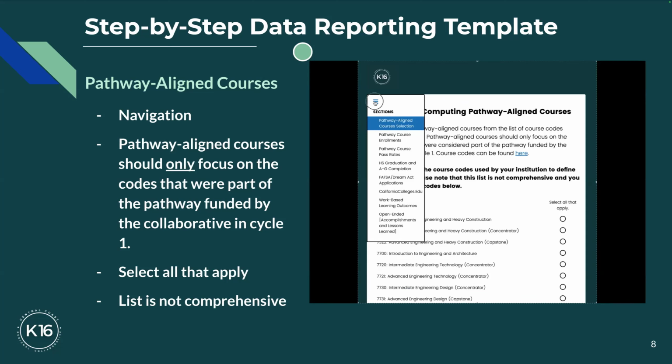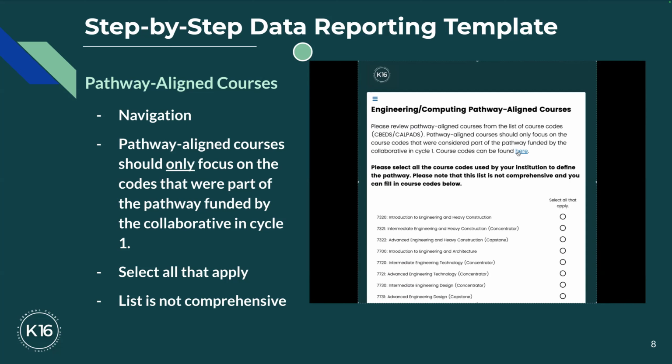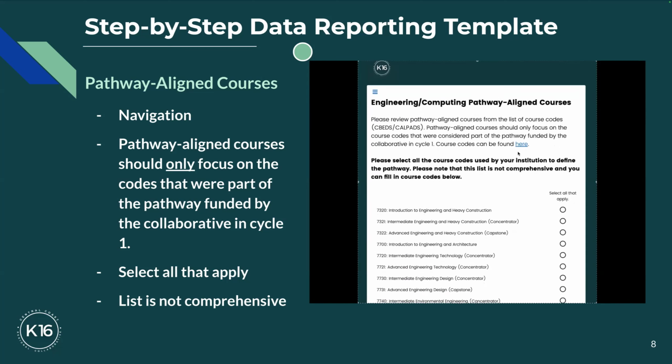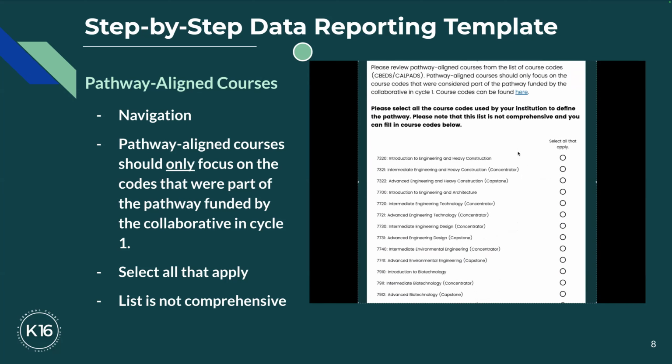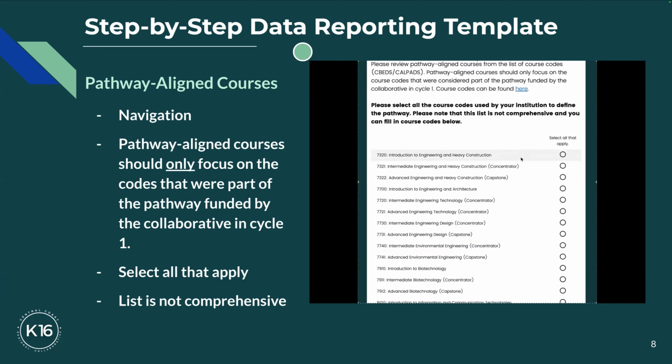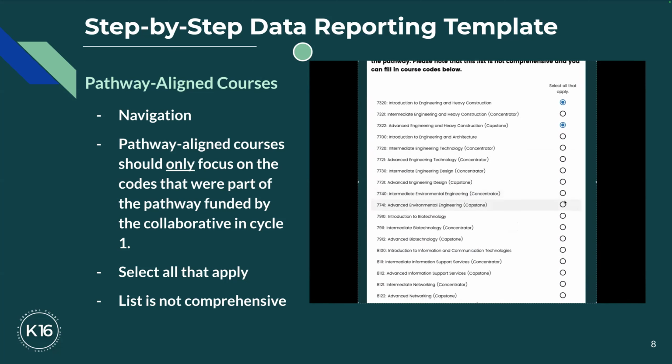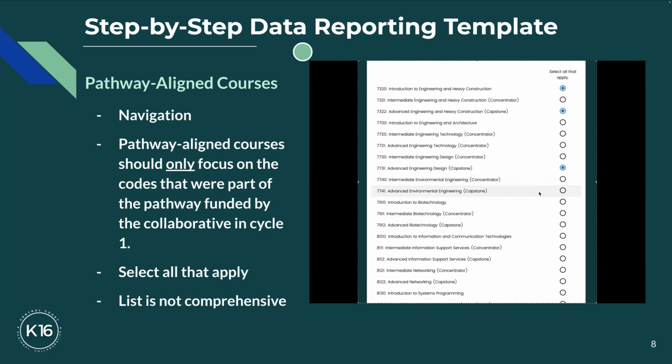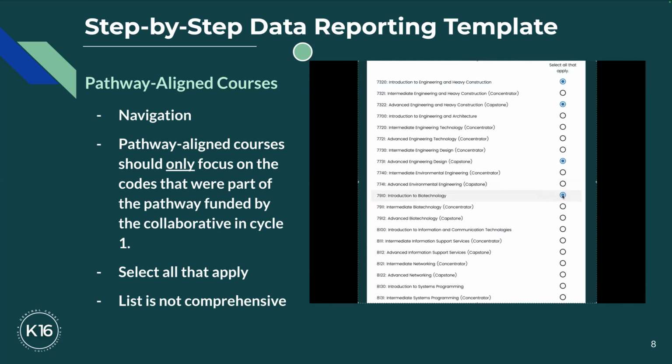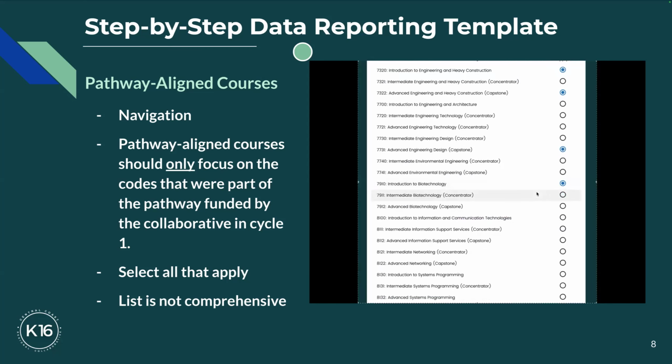So in terms of pathway aligned courses, depending on what pathway you chose, that's what's going to show up here. When you're thinking of pathway aligned courses, this should really only focus on the codes that were part of the pathway that were funded by the collaborative in cycle 1. So here you're going to select all of the courses that you consider to be part of the pathway for your institution, and you can select all that apply.